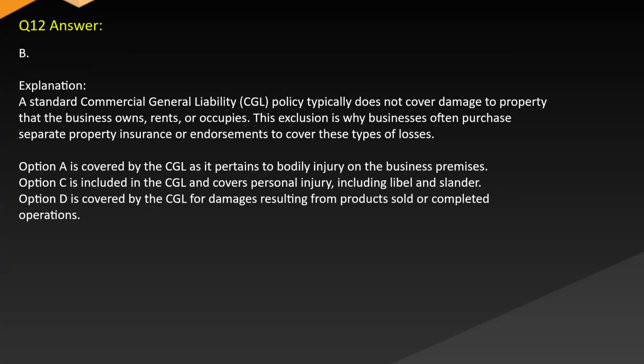Answer B. Explanation. A standard commercial general liability (CGL) policy typically does not cover damage to property that the business owns, rents, or occupies. This exclusion is why businesses often purchase separate property insurance or endorsements to cover these types of losses. Option A is covered by the CGL as it pertains to bodily injury on the business premises. Option C is included in the CGL and covers personal injury, including libel and slander. Option D is covered by the CGL for damages resulting from products sold or completed operations.